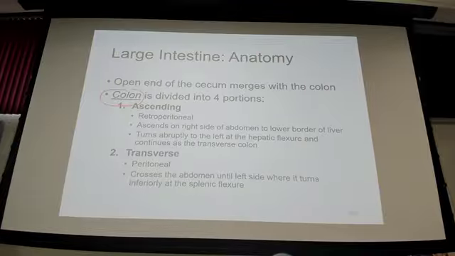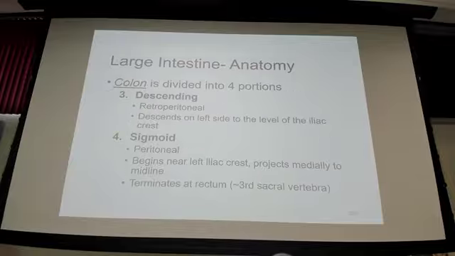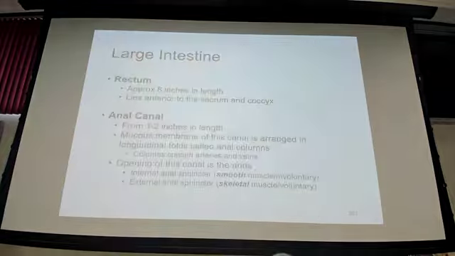So, ascending is retroperitoneal. What else is retroperitoneal? Descending, right? Yeah. Descending is retroperitoneal. Okay. And then the sigmoid, S shape. So we have ascending and a transverse, descending, and then our sigmoid into our rectum, and then our anus, okay?